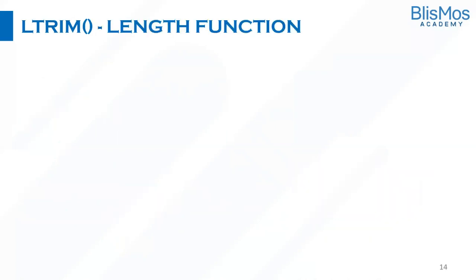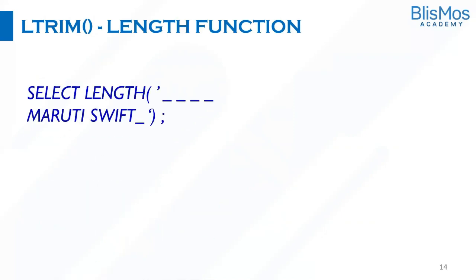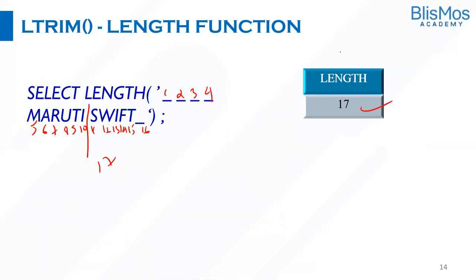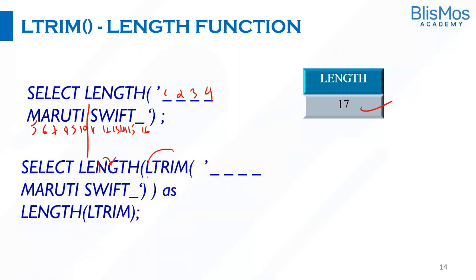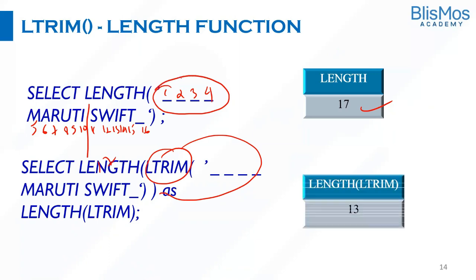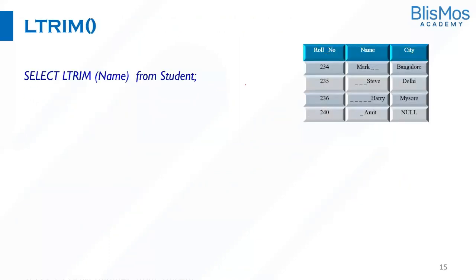You can also use LTrim function with the length function so that you know what is the length of a string before the LTrim and after the LTrim. Here in this case, before the LTrim, the value is 17, right? Now, if you LTrim this, these left side spaces will be removed. It will become 13.